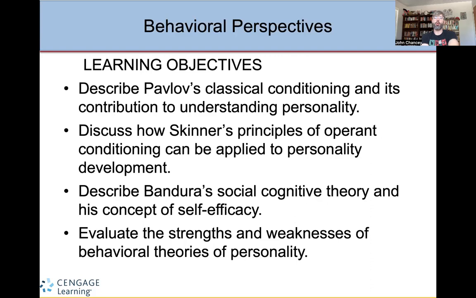So now we're going to move on historically and look at another theory that probably should ring a bell, and that is behavioral perspectives when it comes to adjustment, when it comes to personality. So we'll look at Pavlov and classical conditioning, Skinner and operant conditioning, Bandura and observational learning, and the strengths and weaknesses of each of those theories of personality.